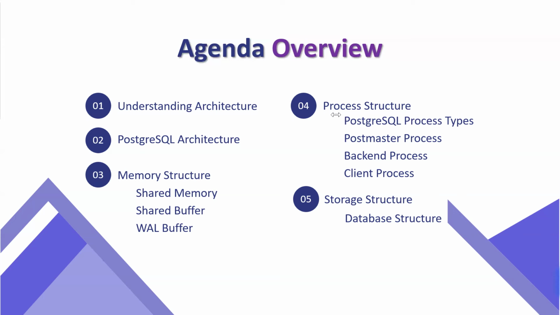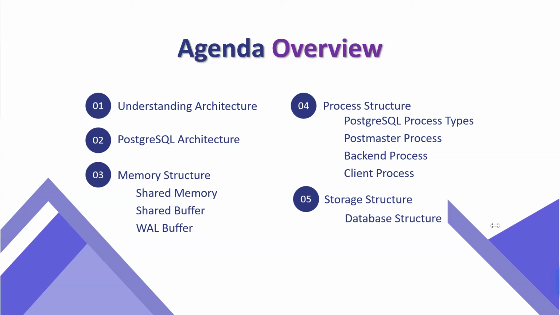Let's see. Understanding the PostgreSQL architecture: we know that being a database administrator for PostgreSQL, we must also know about the memory architecture, like shared memory, shared buffers, WAL buffers, and also what processes are available, like the PostgreSQL process types: the Postmaster, the backend process, the client process. We'll also discuss the storage structure, meaning how our data is stored internally. Externally we can see certain things, but internally what is happening and how the data is stored, we must also know.